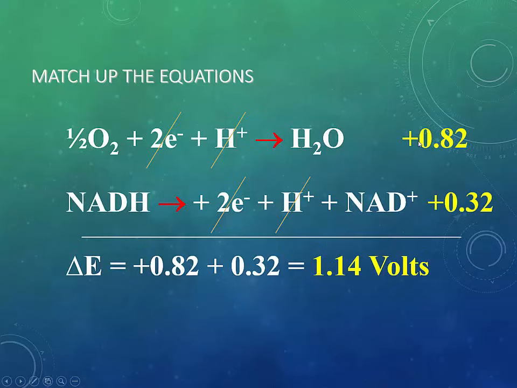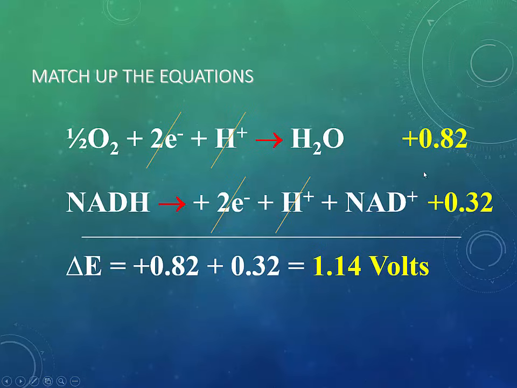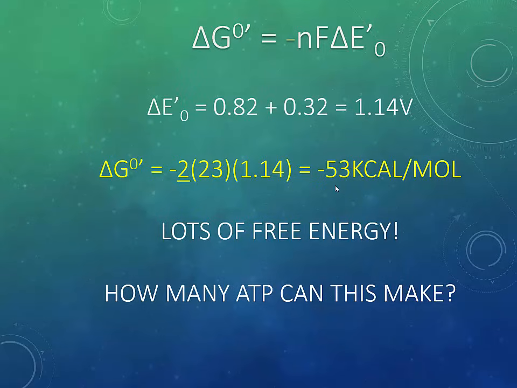Now we add up our voltages, but notice the sign has changed, and instead of getting 0.5, which is what we might have anticipated based on the negative 0.32, instead we get 1.14. Now that we have 1.14, we also know how many electrons were transferred, 2. We know the Faraday constant is about 23. We can put all of that into the Faraday equation. Do remember there is a negative sign sitting in front of all of this.